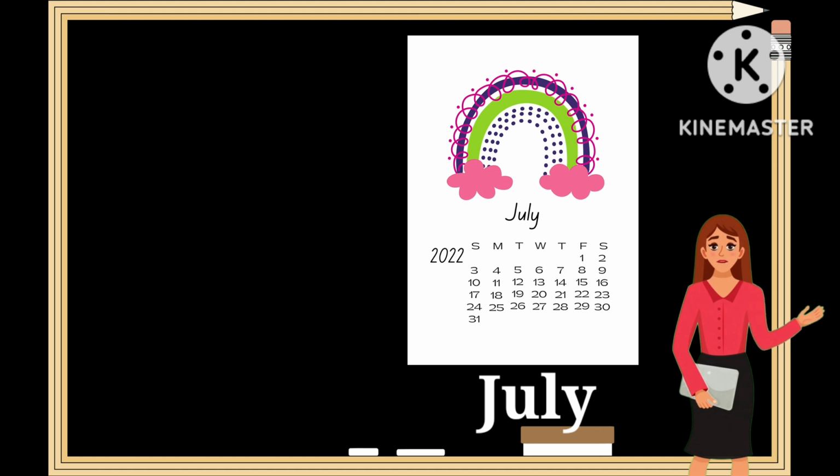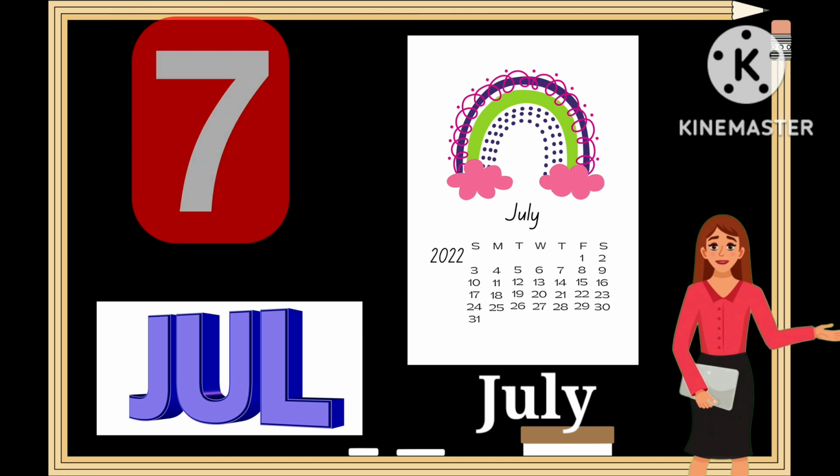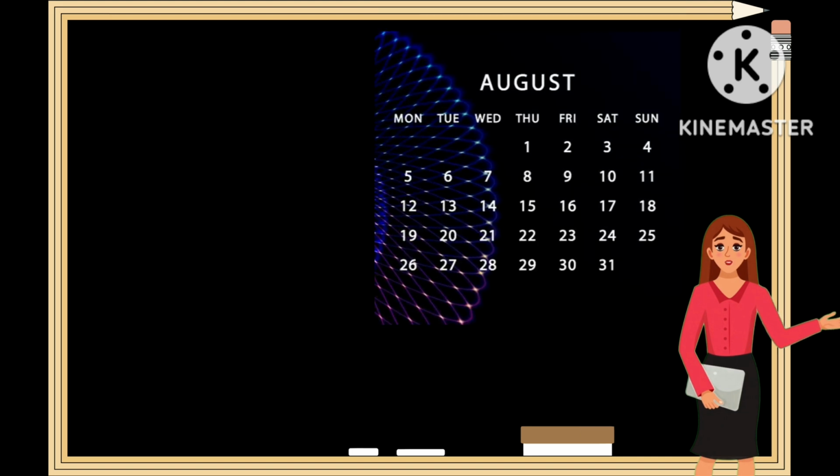This is the month of July. July. It is abbreviated as JUL. It is the seventh month of the year. July has 31 days.